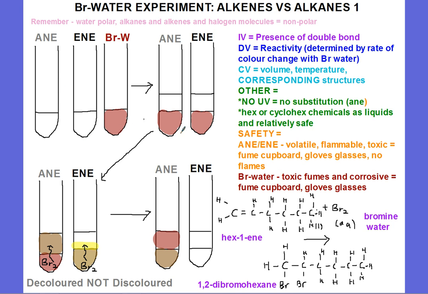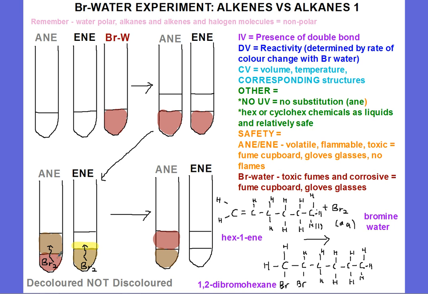We added the bromine water to both the alkene and the alkane, making sure we added the same volume to each. The dense aqueous bromine water sank to the bottom, and the less dense alkane and alkene floated on the top. Very soon after, the bromine started diffusing up into the alkene and alkane layers.